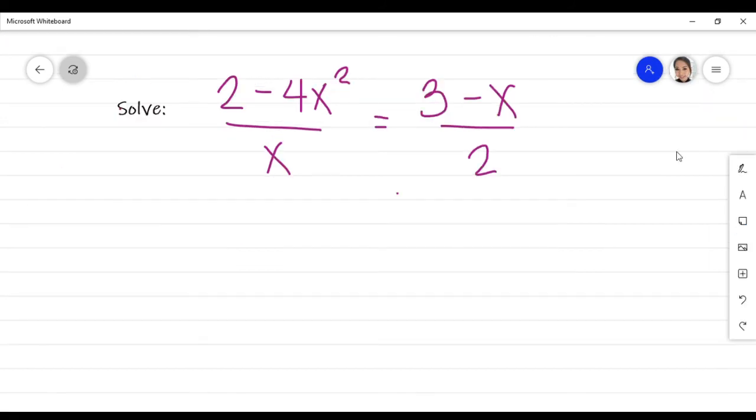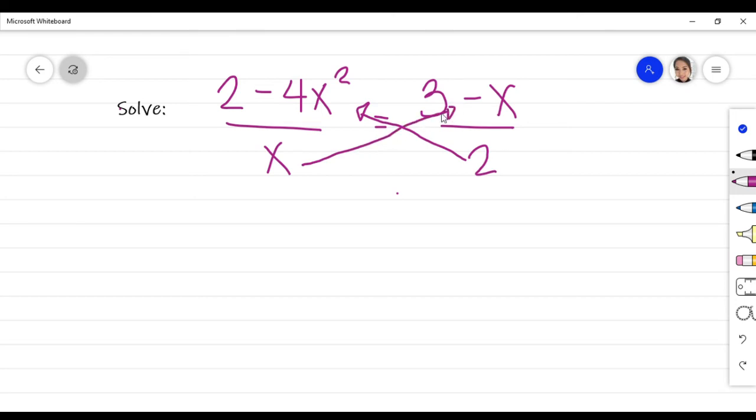Example: solve (2 minus 4x squared) over x equals (3 minus x) over 2. In the SLA lesson, this was solved using the LCD. However, in this video, I will solve it in a different way. Since we have an expression on the left side that is equivalent to another expression on the right side, we will do cross multiplication. To do cross multiplication, we multiply 2 to this expression and x to the expression above.